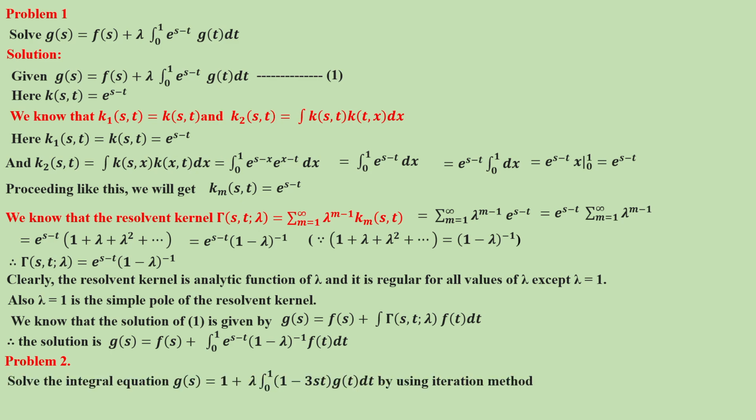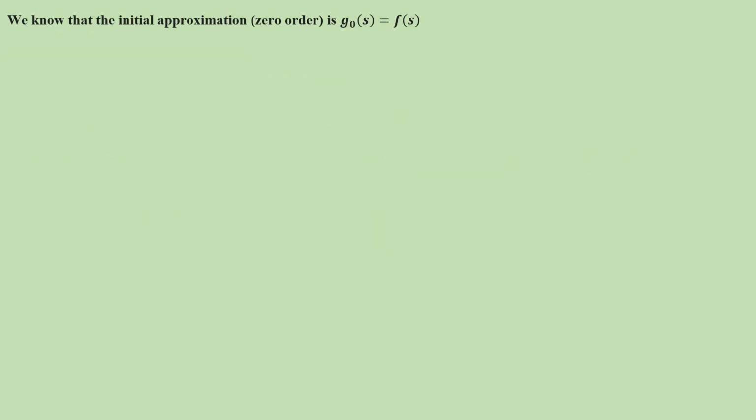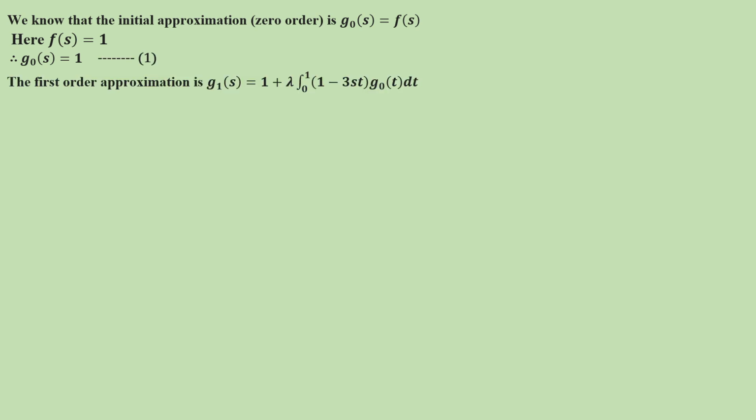Next problem. Solve the integral equation g of s is equal to 1 plus lambda integral 0 to 1 of minus 3 st g of t dt by using the iteration method, and also find the resolvent kernel. So we know the initial approximation, the zeroth order, is g naught of s is equal to f of s. Here f of s is 1, therefore g naught of s is equal to 1. That is equation number 1.